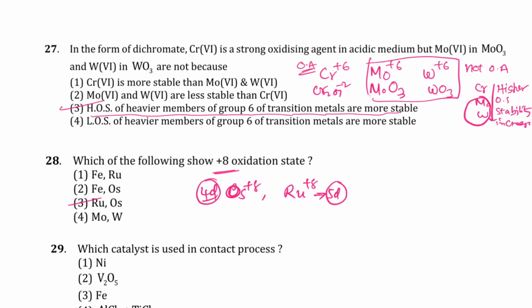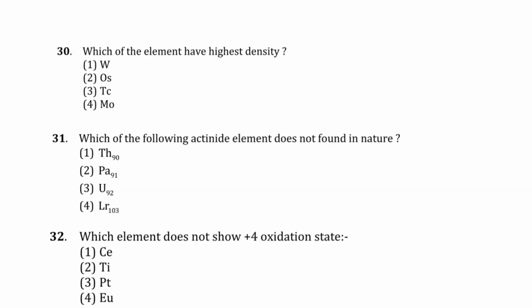29. Which catalyst is used in the contact process? This is memory based. V2O5 is the correct answer. Nickel is used as a catalyst in hydrogenation, iron is used as a catalyst in the Haber process of ammonia preparation, and Al alkyl groups, such as ethyl or methyl, plus titanium tetrachloride is called the Ziegler-Natta catalyst, used in polymerization. Therefore, the correct answer is the second option.